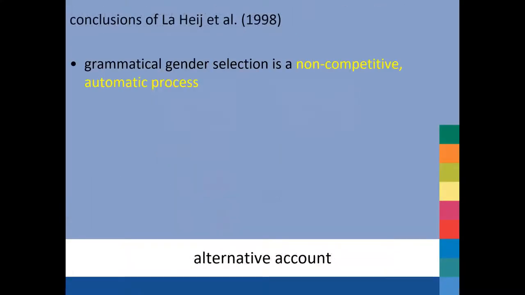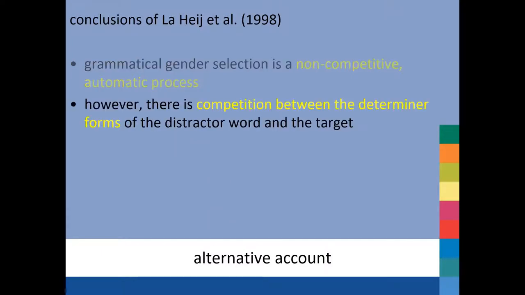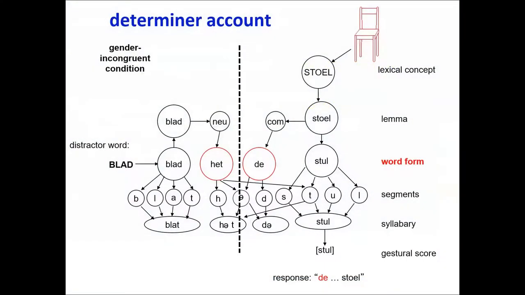Because it seems to be the case that gender selection is a non-competitive automatic process, but the competition actually occurs at the level of the determiner selection. So when the determiner forms of the distractor and the target word are different, that's where the competition occurs. So going back to the illustration, now we also have a representation of the two determiners here. So when you have to select the determiner, that's where the competition occurs. So it's occurring actually at the word form level, right? I'm trying to tell you now why this difference, competition at the lemma level versus competition at the word form level, is important.